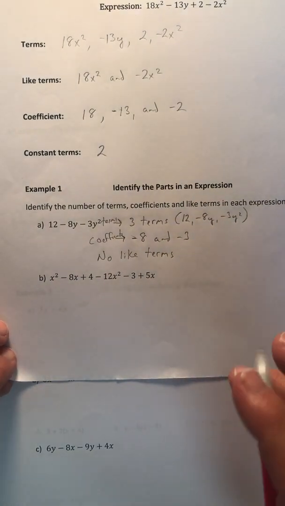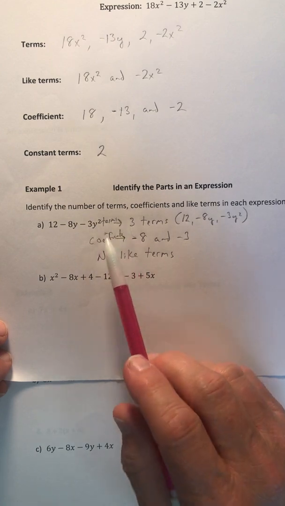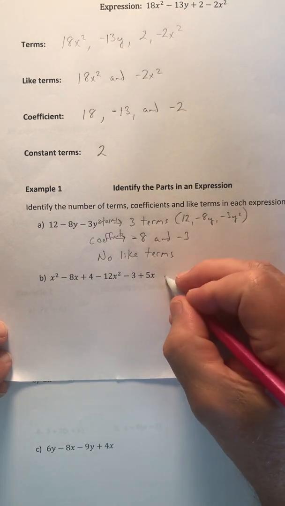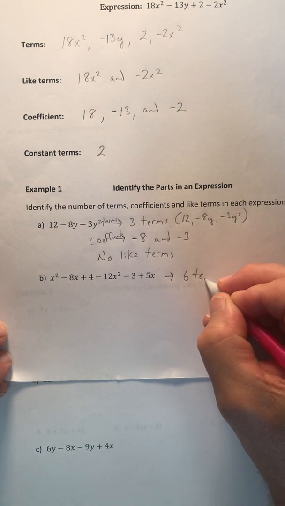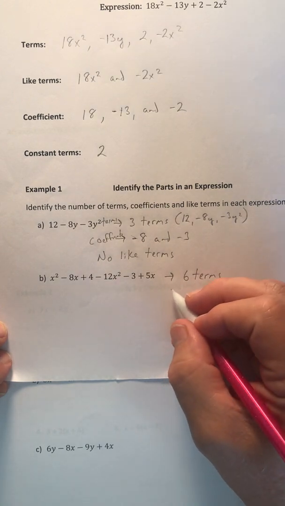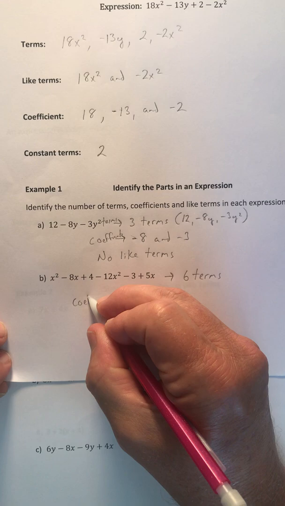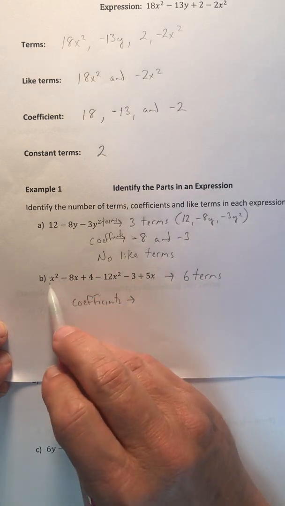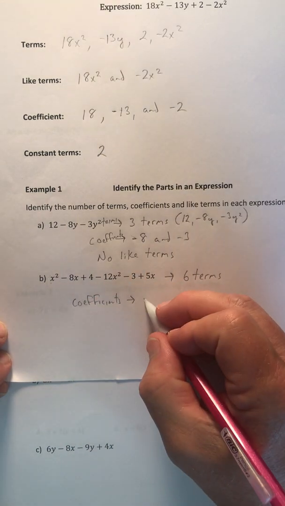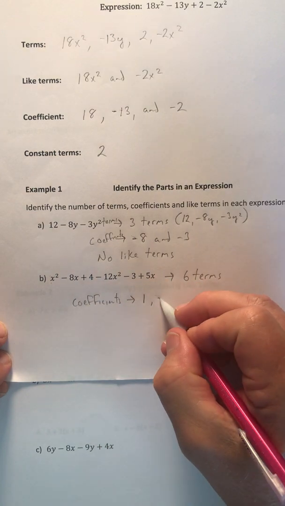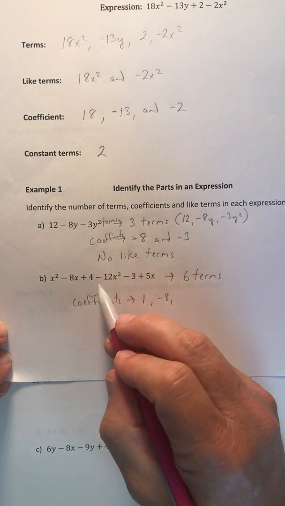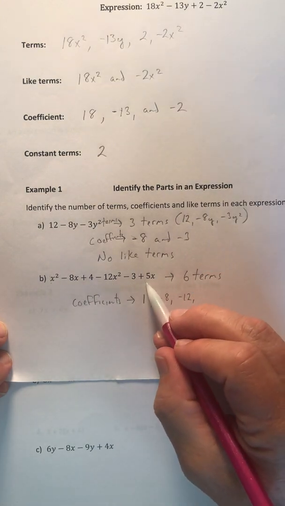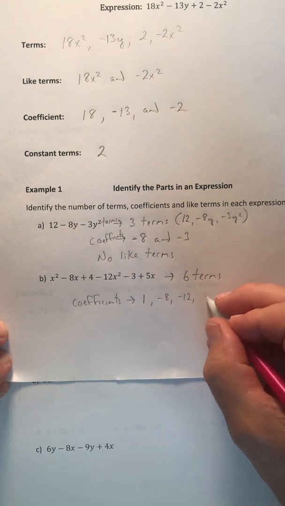All right. The next one. Identify the number of terms. We have 1, 2, 3, 4, 5, 6 terms. I'm not going to write them all out, but we have 6 terms. Our coefficients are, in front of this x squared, it's considered to be a 1, so it would be a 1, negative 8, 4 doesn't have one, negative 12, negative 3 doesn't have a coefficient, that is just a constant term, and then positive 5.